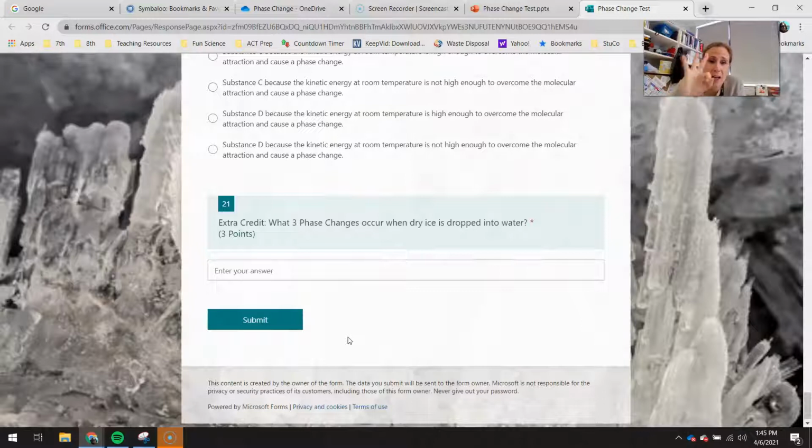And finally, 3 extra credit points there. What 3 phase changes occur when dry ice is dropped into water? Again, obviously you're thinking back to our dry ice lab. There should be 3 phase changes that happen that we talked about in class.